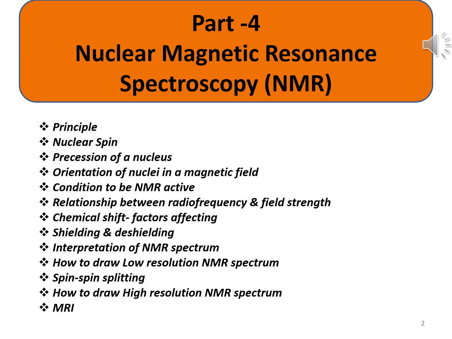Part 4 deals with nuclear magnetic resonance spectroscopy, and it has the following topics: principle, nuclear spin, precession of a nucleus, orientation of nuclei in a magnetic field, condition to be NMR active, relationship between radio frequency and field strength, chemical shift and factors affecting, shielding and deshielding, interpretation of NMR spectrum, how to draw low resolution NMR spectrum, spin-spin splitting, how to draw high resolution NMR spectrum, and MRI.